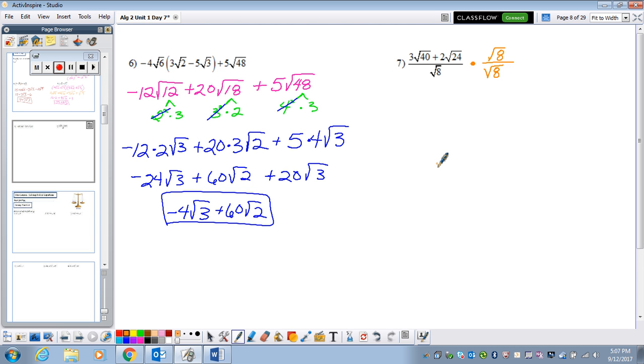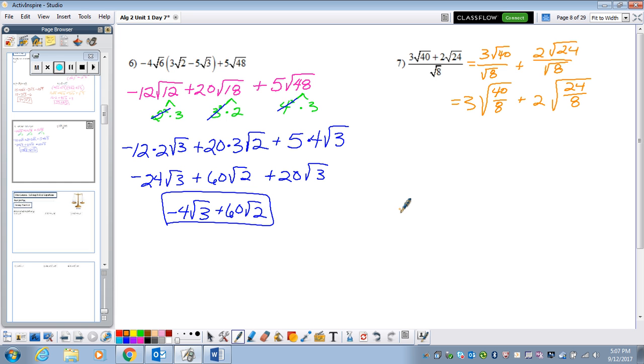I've got a shorter way, though. If you've already done this one, check your answer and see if it goes along with the answer I get with my shorter way. The shorter way is, I look at the fact that 8 goes into both 40 and 24. So I think of this as 3 times the square root of 40 over the square root of 8 plus 2 times the square root of 24 over the square root of 8. Or 3 times the square root of 40 over 8 plus 2 times the square root of 24 over 8.